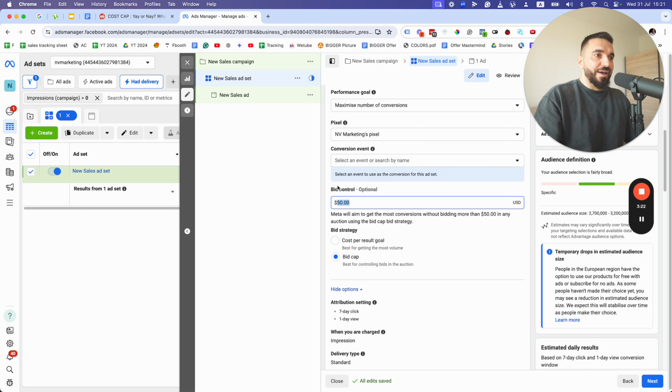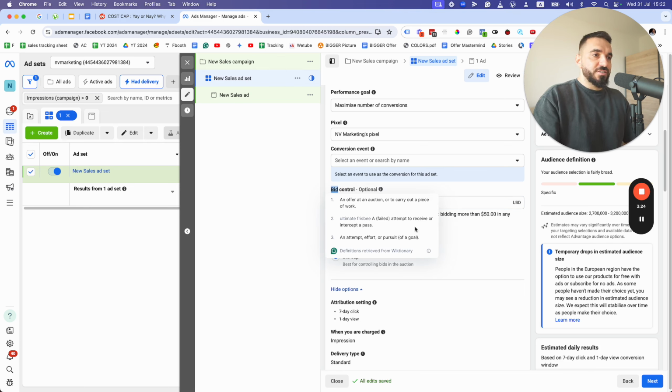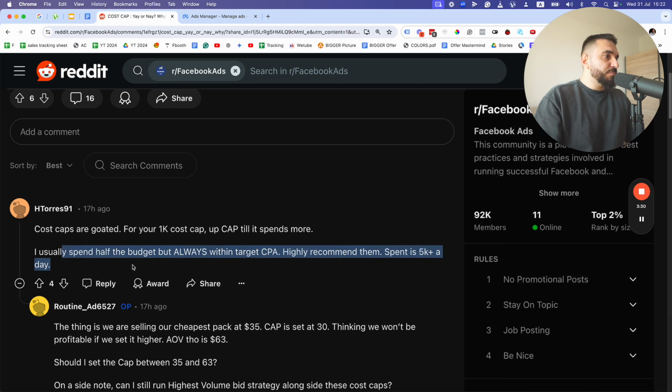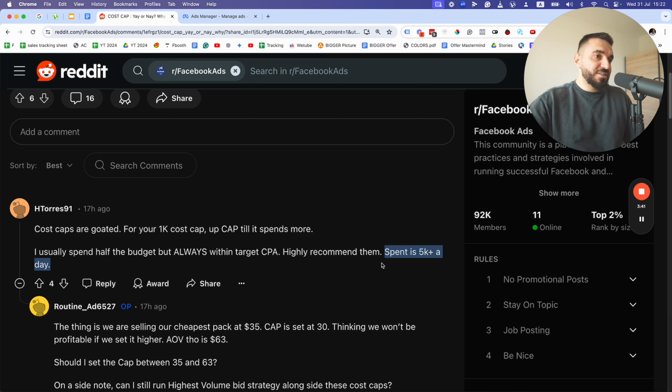So the way I do it, I increase the bid control by 20% each and every day until I get my budget to spend. I usually spend half the budget, but always within target CPA. Highly recommended spend is 5K a day. And this guy makes a good point. If you're spending a lot of money on ads, if your budget is, let's say, more than a few K per day, you should definitely use cost cap, because if something goes wrong with Facebook, with the automatic bidding strategy, the highest conversion volume, in a matter of days, you could spend crazy amount of money without a very good return.